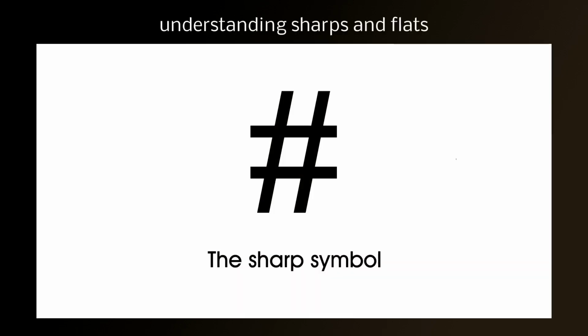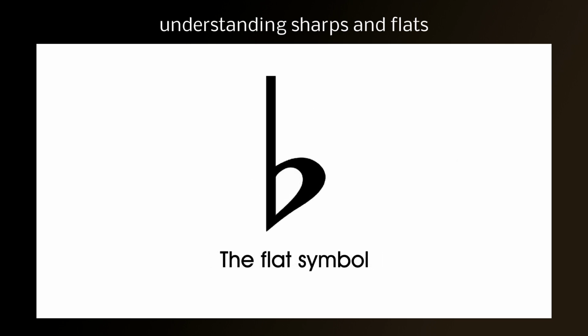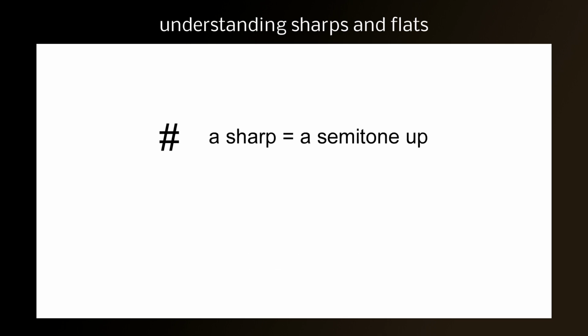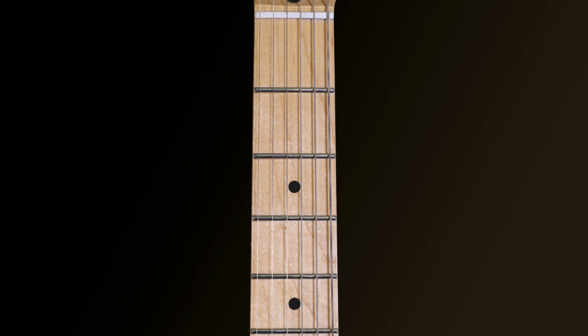The sharp symbol looks like a hash or a blank game of noughts and crosses, and the flat symbol looks like a small b. In fact, on many websites, the small b is used as a flat symbol because they are so similar. A sharp is a semitone up, and a flat is a semitone down. On a guitar, a semitone is a single fret, so a sharp would be 1 fret up, and a flat would be 1 fret down.